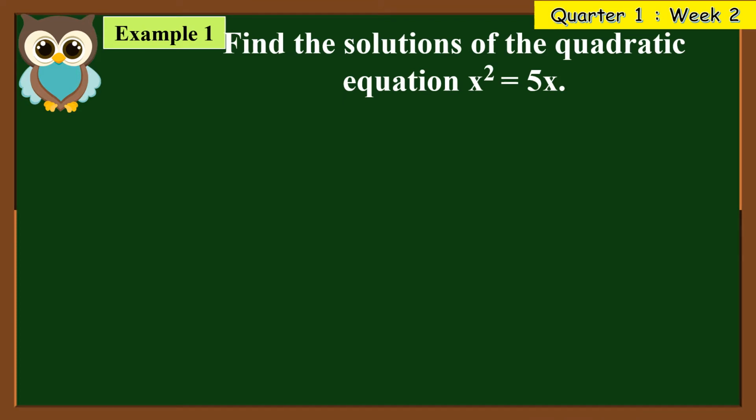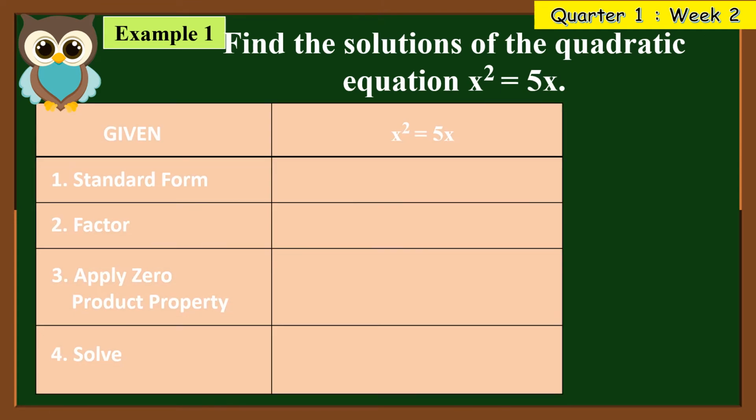Let's find the solutions of the given quadratic equation, which is x squared is equal to 5x. Since the given quadratic equation is not yet written in its standard form, we have to rewrite x squared is equal to 5x to its standard form as our first step. And this will now become x squared minus 5x is equal to 0.